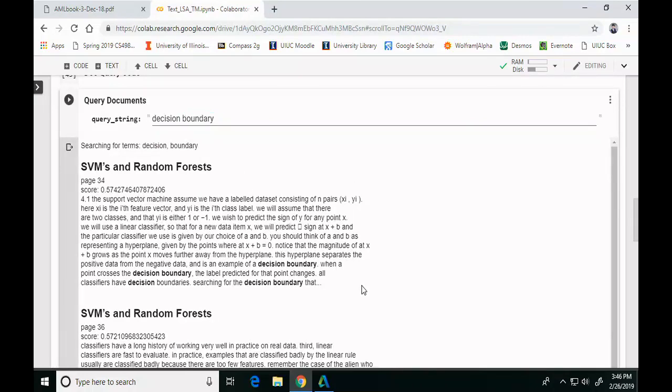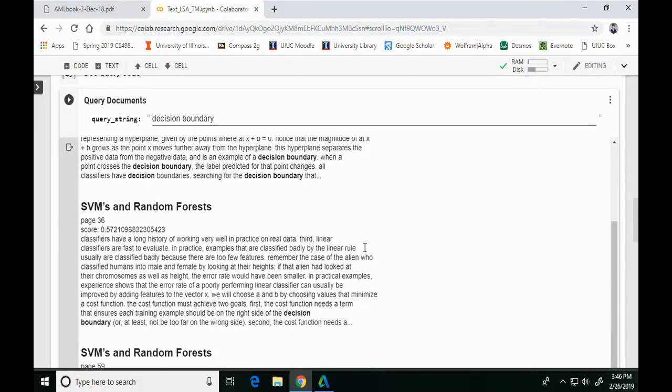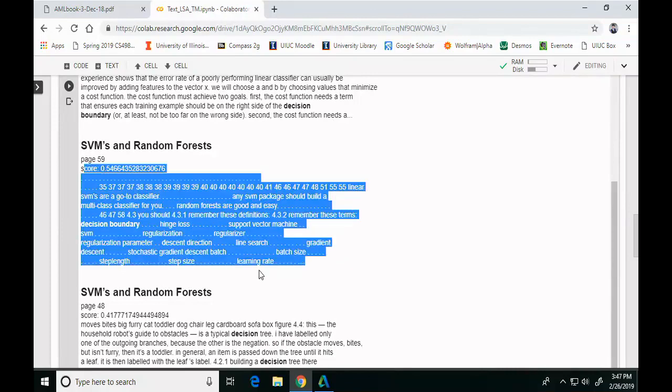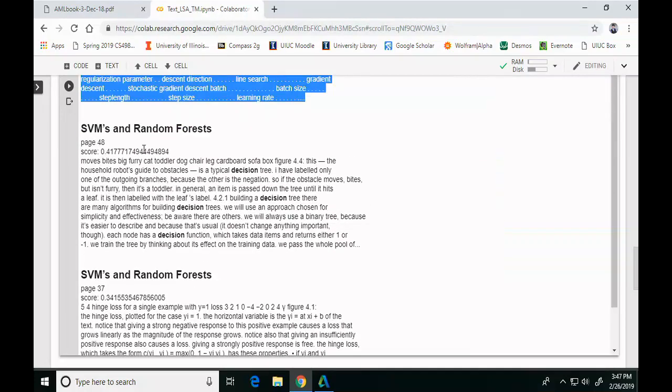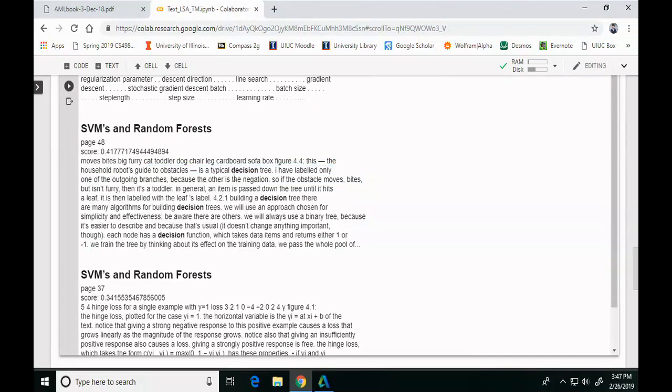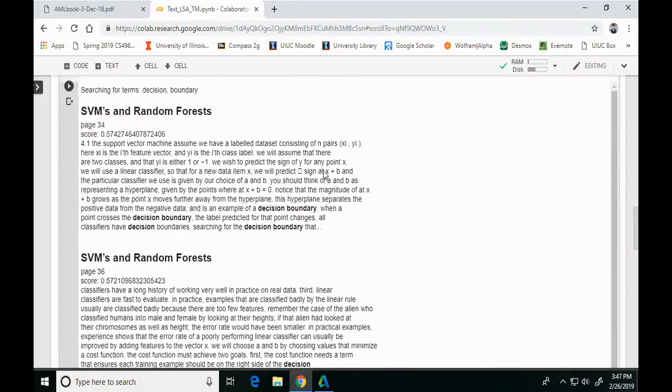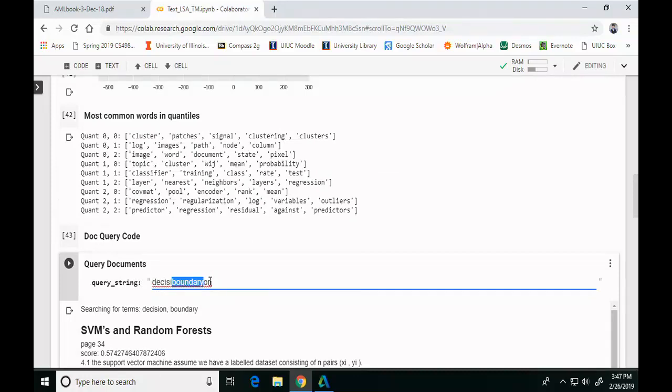It came up with a chapter that had to do with SVMs and random forests, where we talked about decision boundaries. It came up with another page inside that, another page. This happens to be the page at the end of the chapter, where it just lists all the terms that you talked about. Another page, but now boundary isn't really in there. So this is the kind of thing that you'd expect from doing this. Now we can change the search term. Let's see.